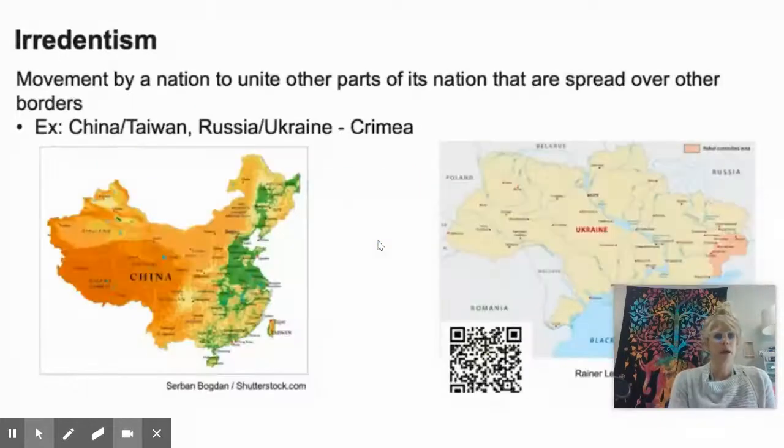Okay. All right, and that last one there is irredentism, and that is a movement by a nation to actually unite parts of its nation that are spread out all over the place across different borders. So this is almost, instead of breaking away, a uniting movement. Examples of this are China and Taiwan. And then you also could put another example of Russia wanting to reunite with Ukraine.